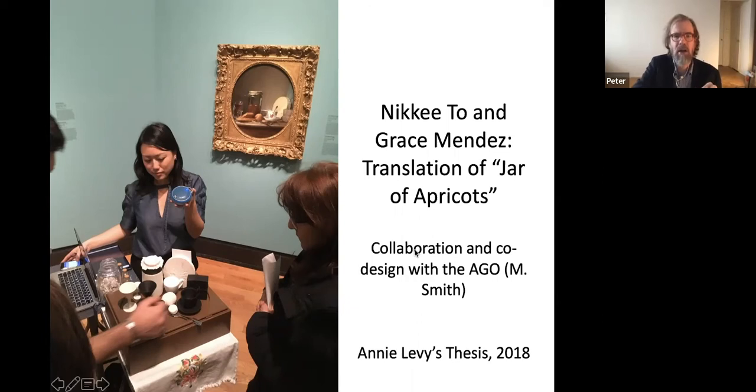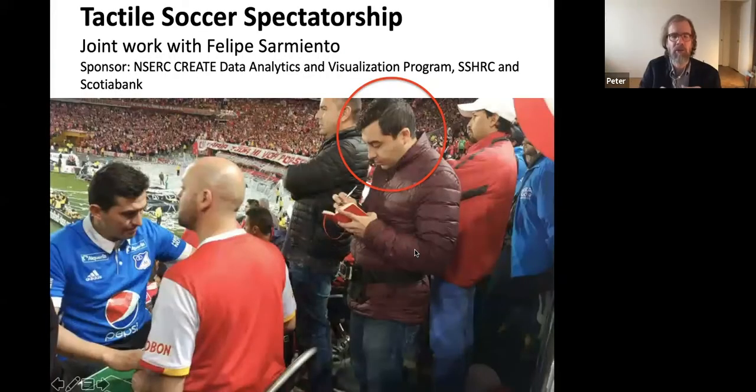Okay, so now we're getting to the first example I wanted to show, and this is jointly developed with my advisee Felipe Sarmiento, and sponsored by the NSERC Create Data Analytics and Visualization Program. For those in the US, that would be like the National Science Foundation of Canada, okay? The Natural Science and Engineering Research Council, sorry, okay?